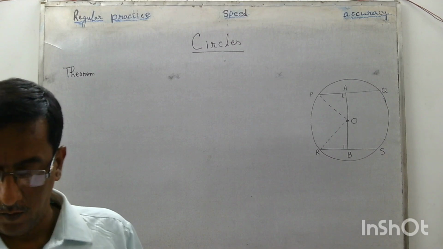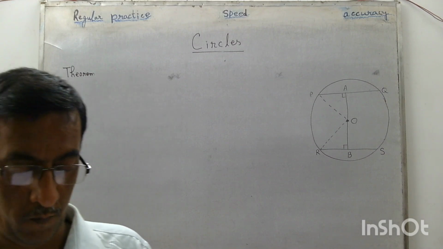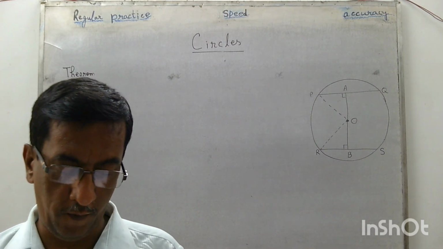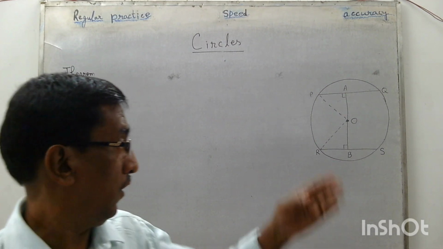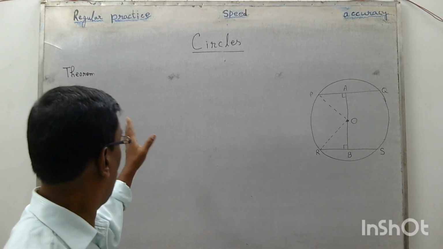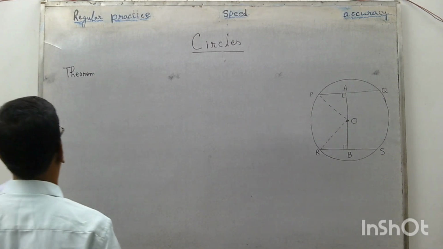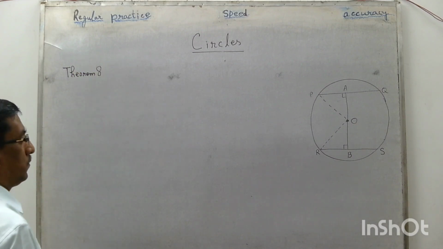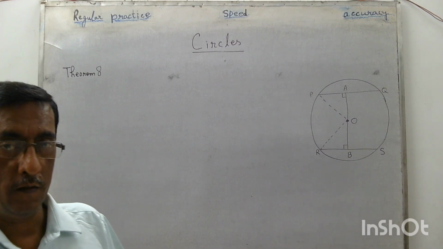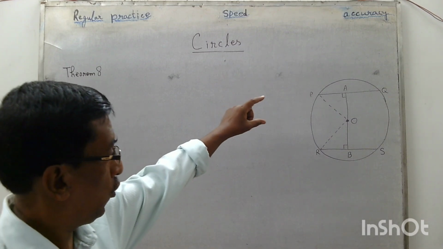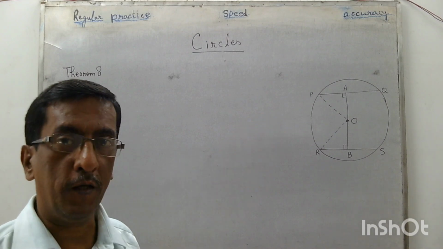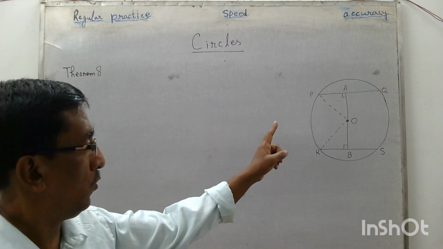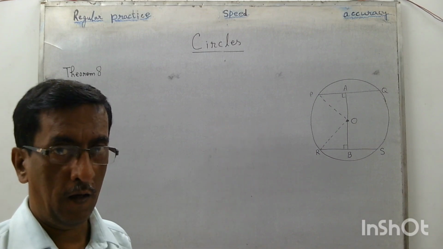Now, Theorem 8. Theorem 8: chords equidistant from the center of a circle are equal in length. Drawing यही होगा. In Theorem 8, the given condition is OA equals to OB, and we have to prove that the chord PQ is equals to the chord RS.